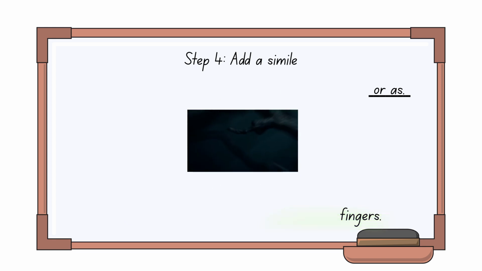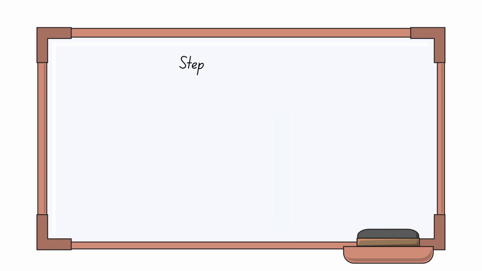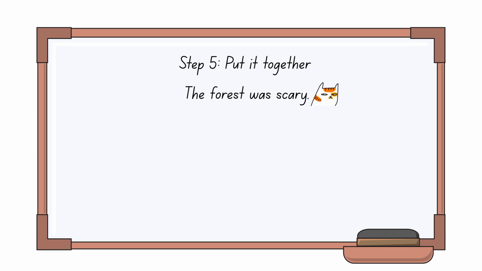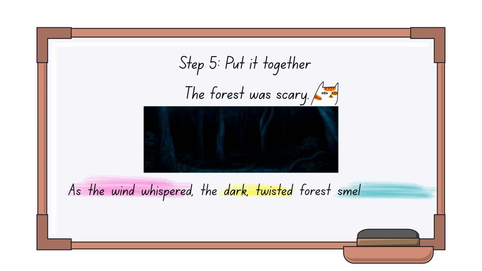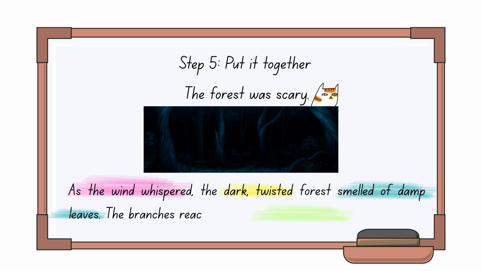Now we can put our ideas together. We have used detail, the senses, a fronted adverbial, and a simile. This sounds much better than the forest was scary. We now have: As the wind whispered, the dark, twisted forest smelled of damp leaves. The branches reached out like crooked fingers.